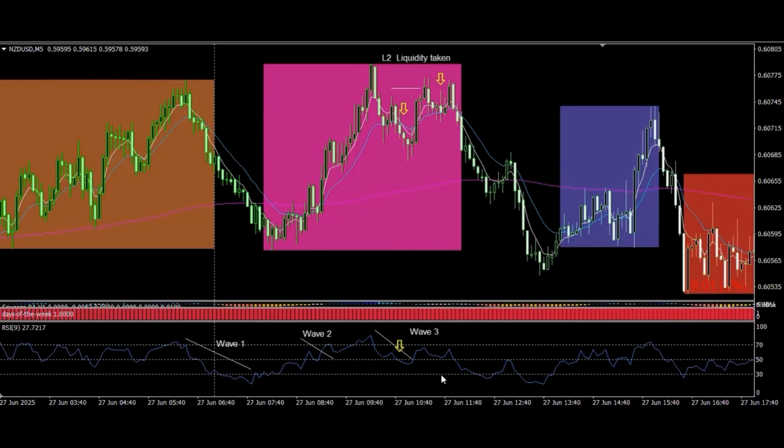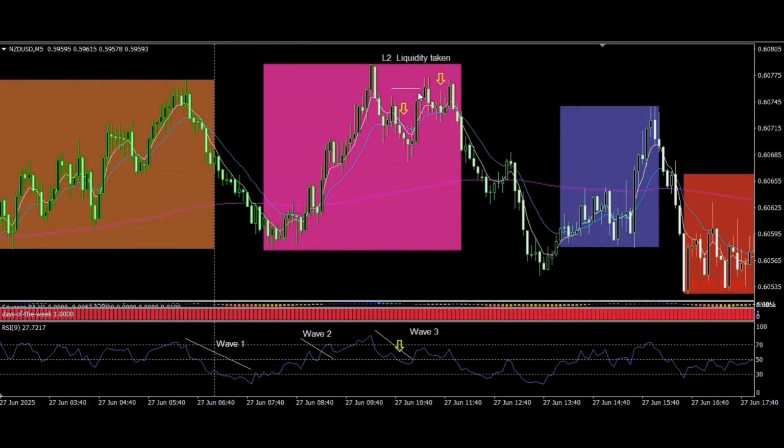On this channel, we place a lot of focus on using the level 2 entry of the market maker model. Well, here we have a level 1 created by the break of this swing low. Then we have a level 2 created by the break of this swing low. And when price comes back in to retest our level 1, we see liquidity taken.